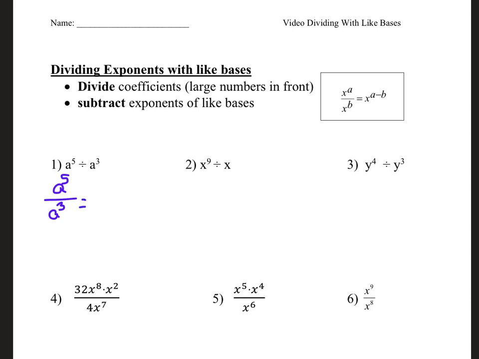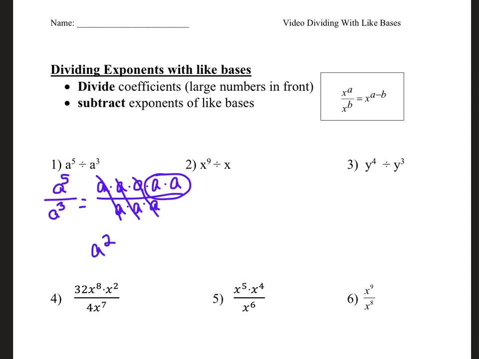So let's expand these like we did before to show you one way you can do this. So a to the fifth is we write 5 a's. A to the third, we write 3 a's, right? A times a times a. Now we know that anything divided by itself is 1. So that means a over a is 1. A over a is 1. A over a is 1. So all we're left with here is a squared.